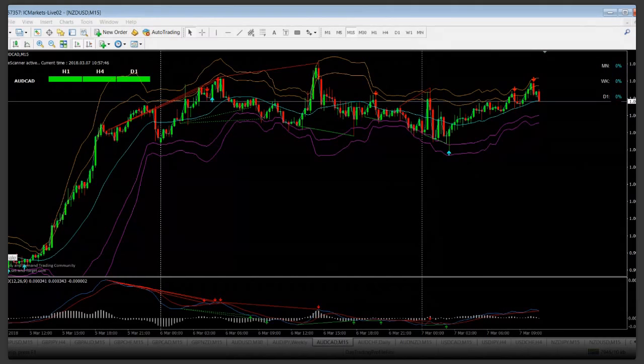So Aussie CAD starting to look good. Pound coming down now.